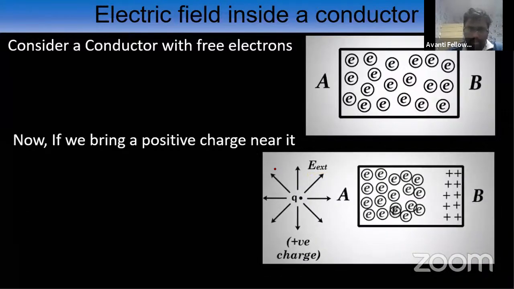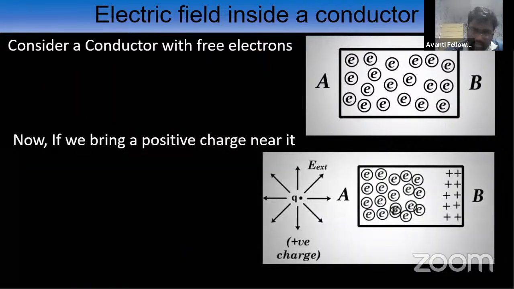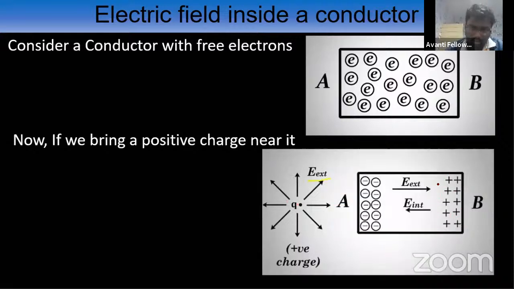Listen carefully. I have a neutral conductor. Now I'll bring a positive charge. This positive charge exerts an electric field in this direction. Because of this positive charge, all the positive charges present in this location are repelled away, and all the electrons gather near the surface. So in the presence of a positive external electric field, all the positive charges are repelled away and all the negative charges are attracted towards one end. Now what happens after some time?